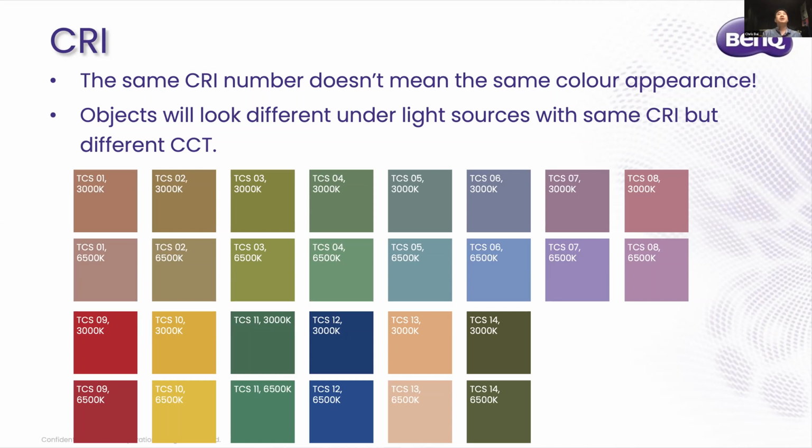So the colors will look different under different correlated color temperature, CCT. Here we show some examples. They have the same CRIs, but if they have different color temperatures, they will look different.